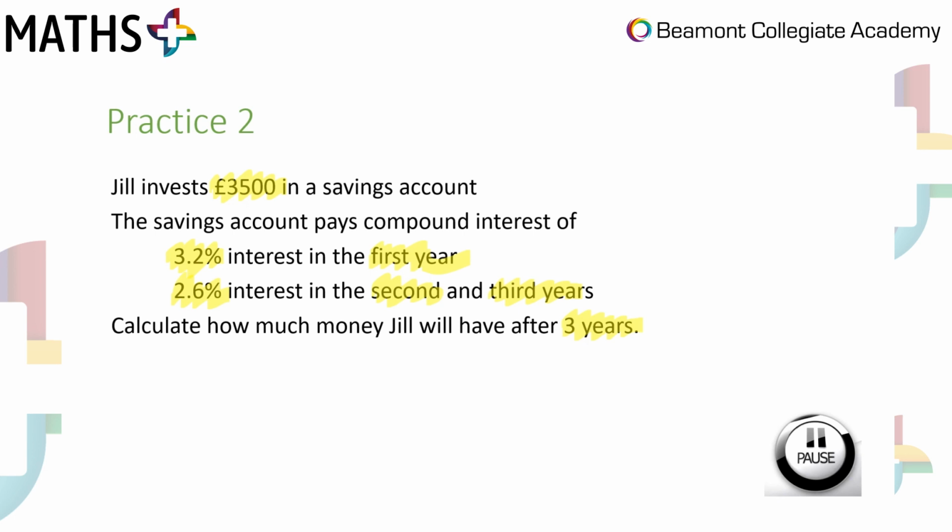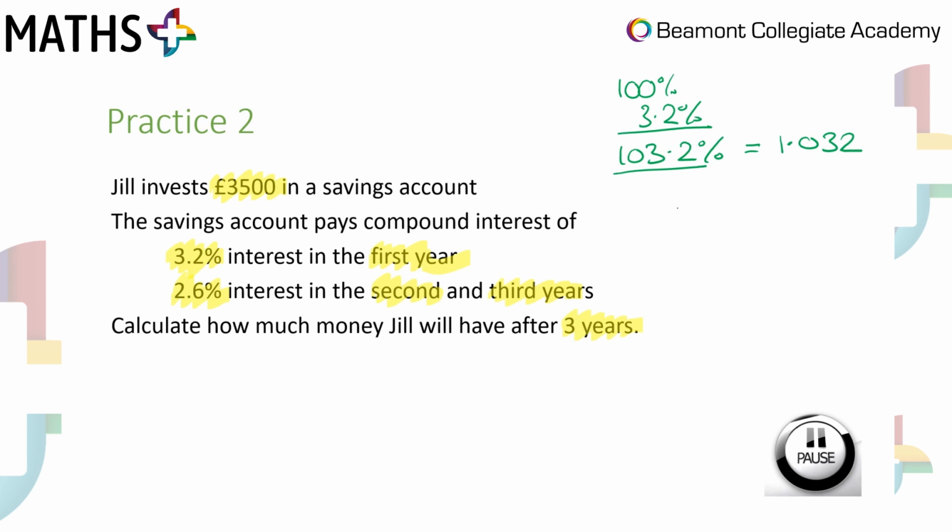So Jill invests £3,500. She's getting 3.2% interest in the first year. So let's work out my interest in the first year. So 100% plus 3.2 means Jill's going to have 103.2%. As a multiplier, that's 1.032. Now, if that interest rate was the same, we'd just keep multiplying by that 1.032.